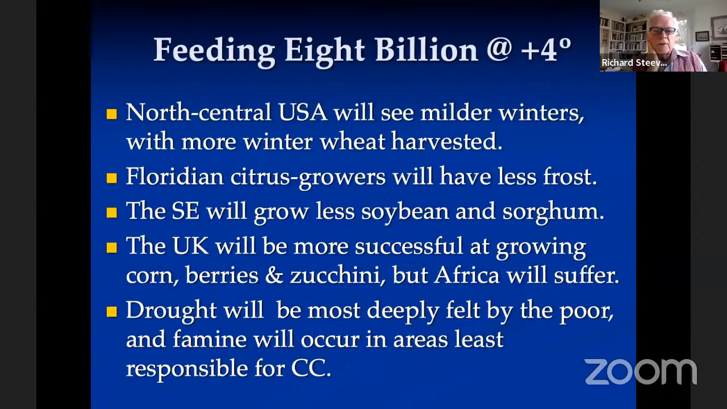Feeding 8 billion, we talked a bit about that today. North Central USA will see milder winters with more winter wheat harvested. According to this one, he doesn't talk about fertilizer. Floridian citrus growers will have less frost, so that's kind of nice for them. The Southeast will grow less soybean and sorghum. I guess it'll be too hot for that down there.